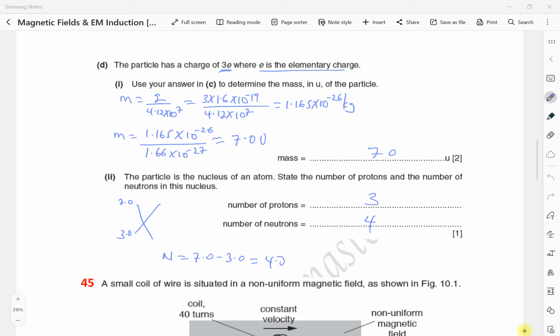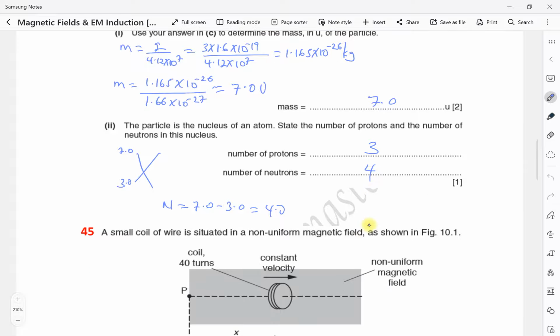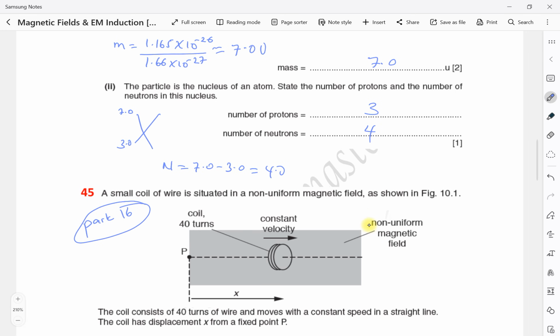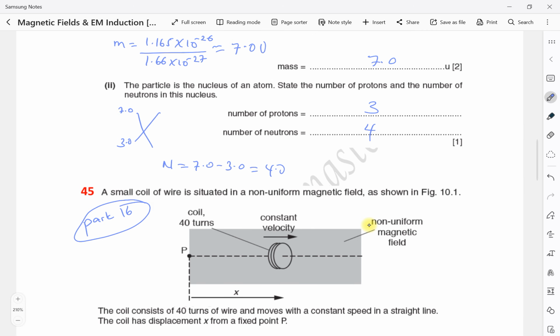Hey guys, my name is IBM and I'm still taking you through the past paper questions of magnetic fields and electromagnetic induction. I think this document has about 114 questions from different past papers right from 2001 up to 2025. So this is going to be part 16, starting from question 45.